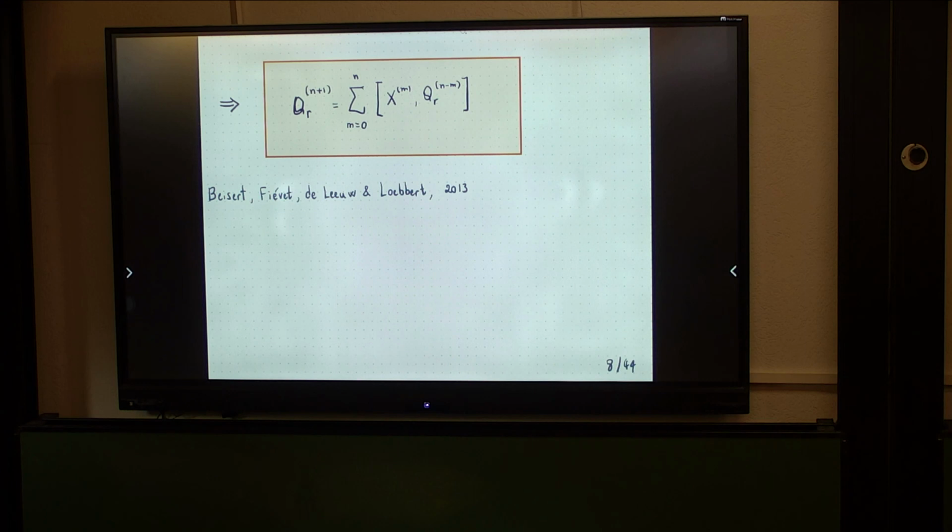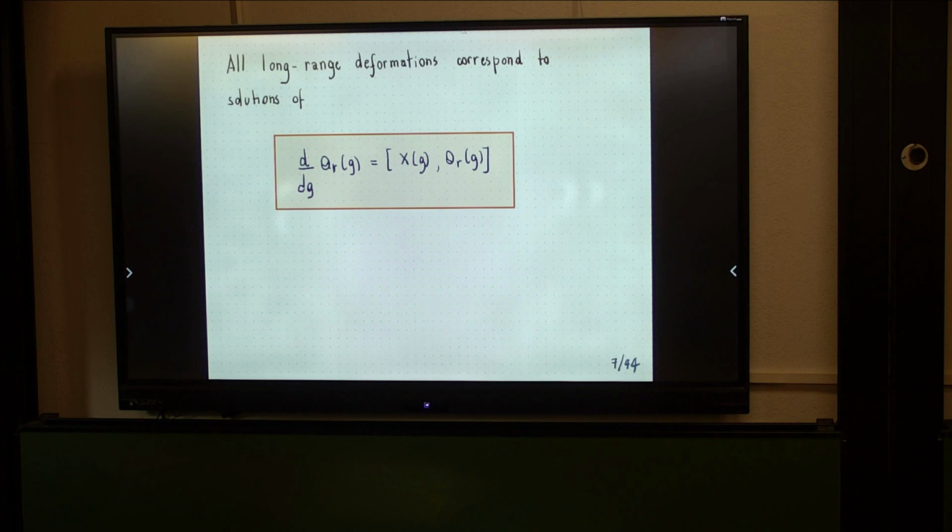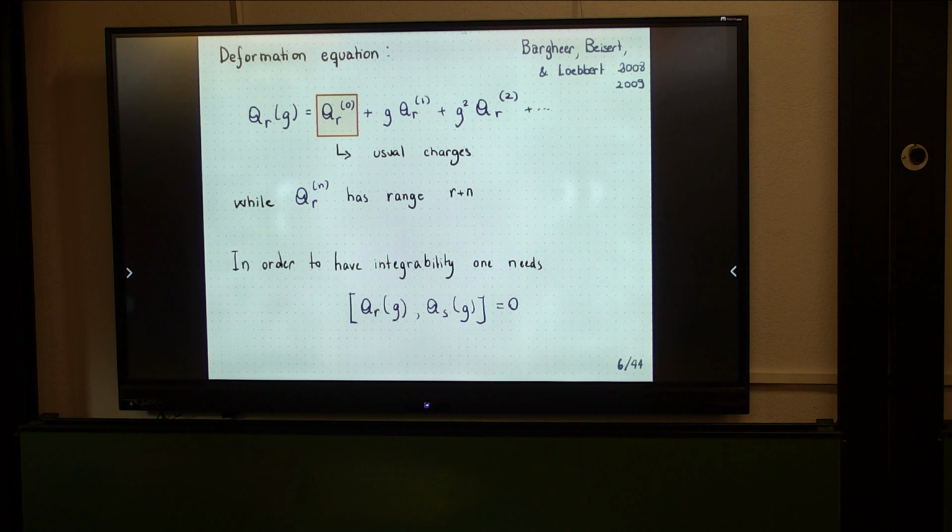And it was checked by them, and then in this next paper, 4 or 5 years later, that all the solutions that you found by expanding here, if you put them there, there is a one-to-one correspondence. So this equation is kind of a conjecture, but it was checked very extensively that it works.